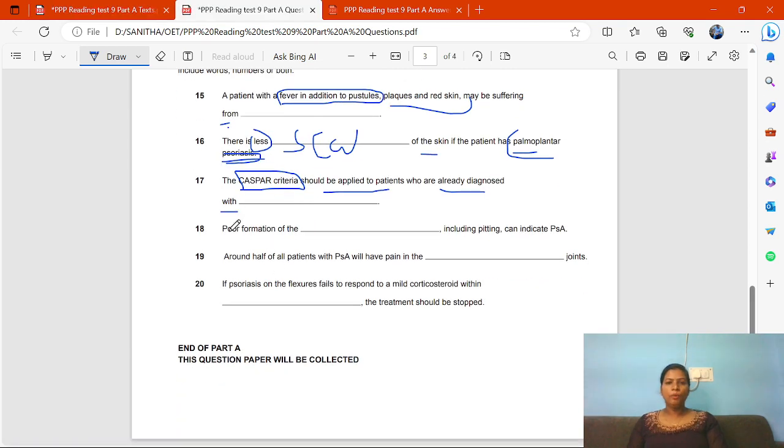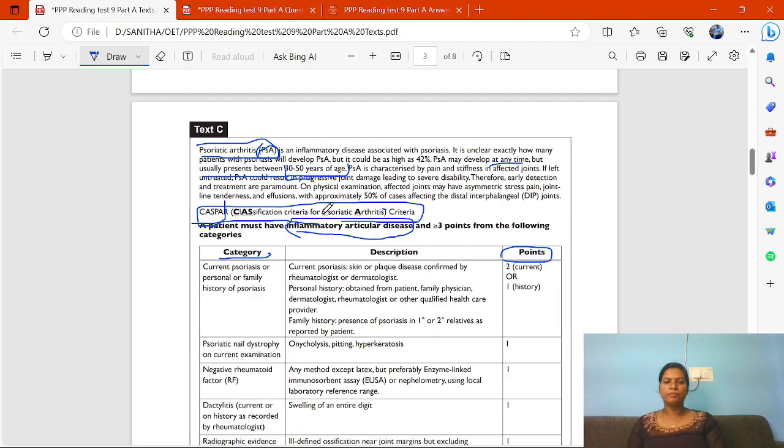Poor formation of the dash, including pitting, can indicate PSA. See another keyword, PSA. So we have to find out the keywords: PSA, pitting, poor formation. We will get the information in part C, test C. Sorry, I always say part C because I usually take reading classes, so I say part C, part B, part A. You will get this information from test C. PSA is psoriatic arthritis. We got the point here.